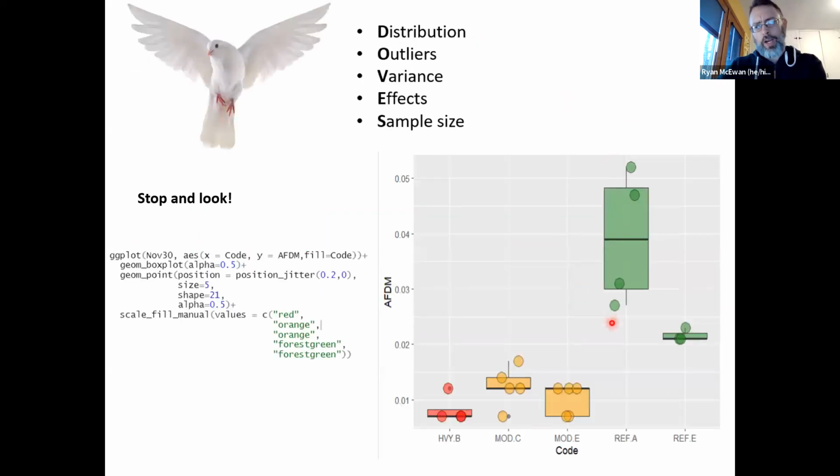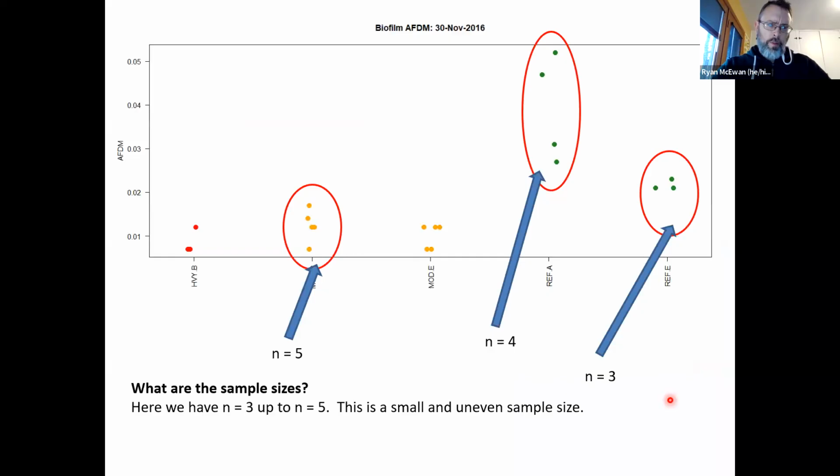You go back to this graph. Again, from an effects perspective, these boxes look taller than all of these. The minimum point in the reference site is 0.02, which is higher than the highest point in any of these other sites. Very compelling from a statistical perspective.